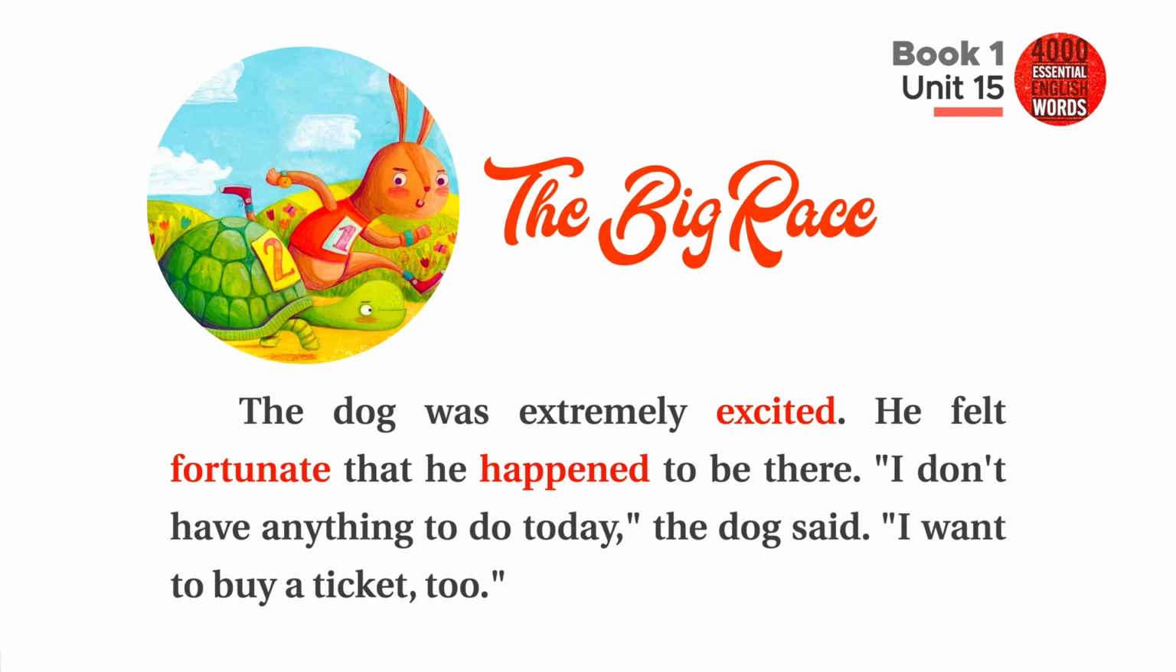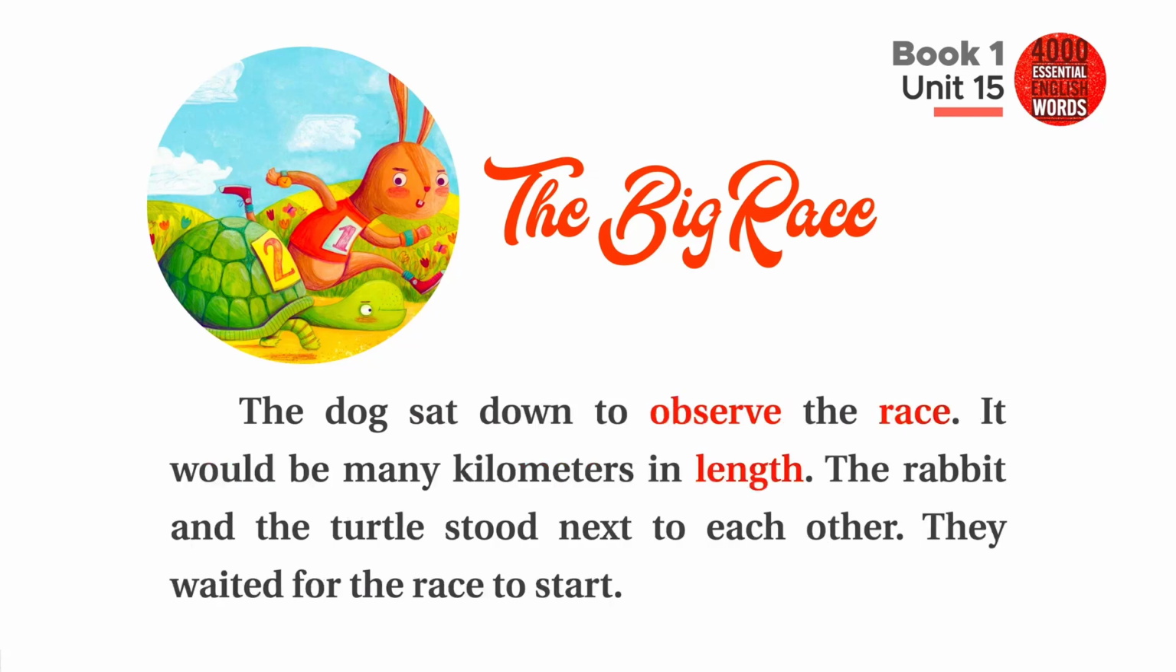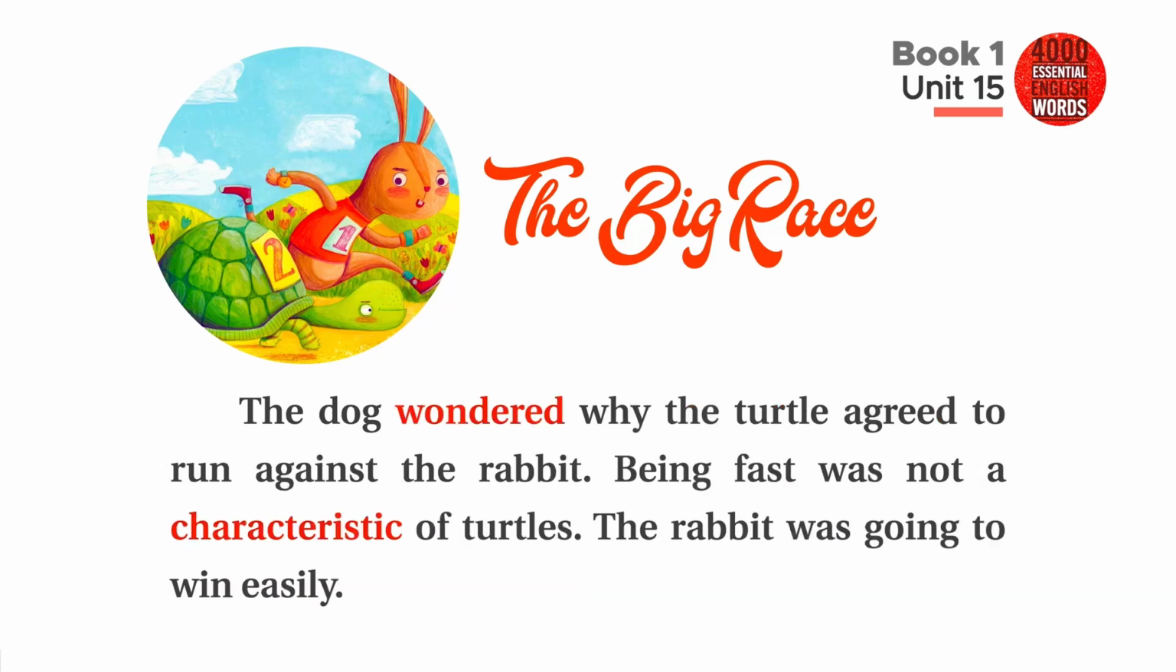"I don't have anything to do today," the dog said. "I want to buy a ticket too." The dog sat down to observe the race. It would be many kilometers in length. The rabbit and the turtle stood next to each other. They waited for the race to start. The dog wondered why the turtle agreed to run against the rabbit. Being fast was not a characteristic of turtles. The rabbit was going to win easily.